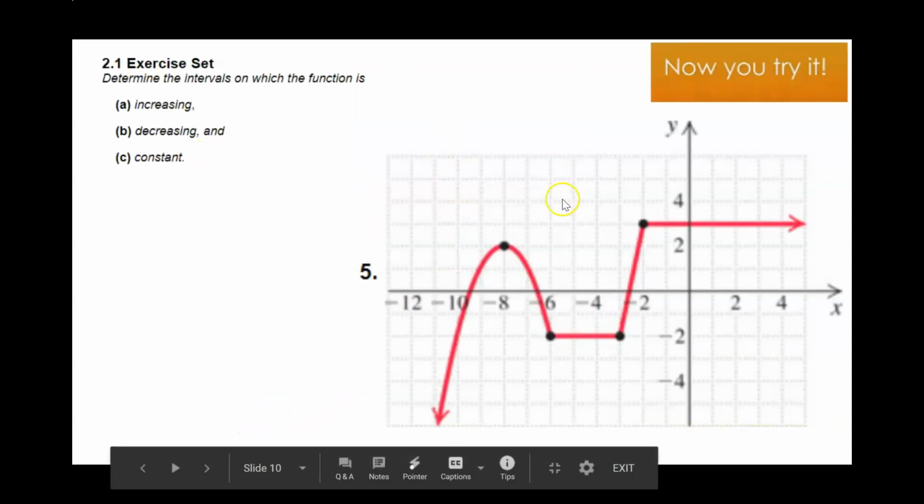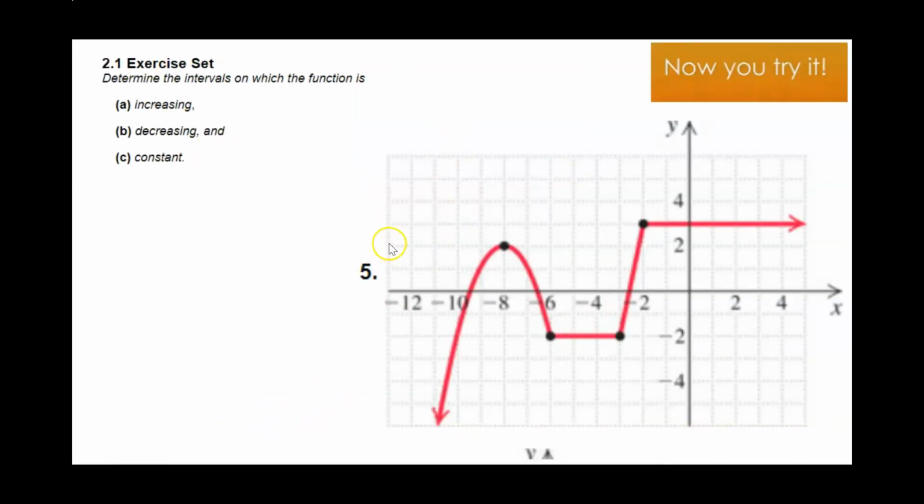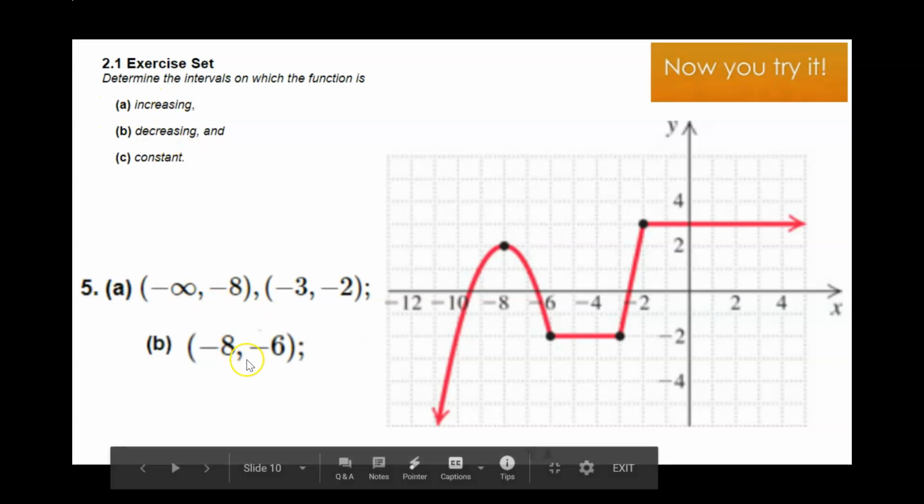So here's a good example for you to try. This is a great way for you to pause the video, give the answers, see if you actually grasp the concept, and then resume with the answer. And here are my answers for increasing. This is my answer for decreasing.